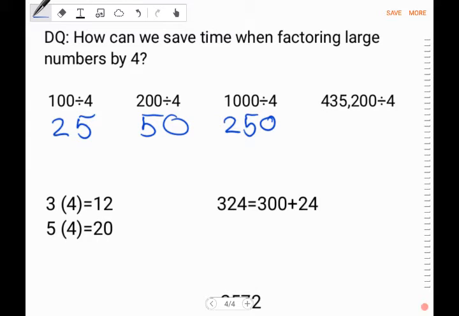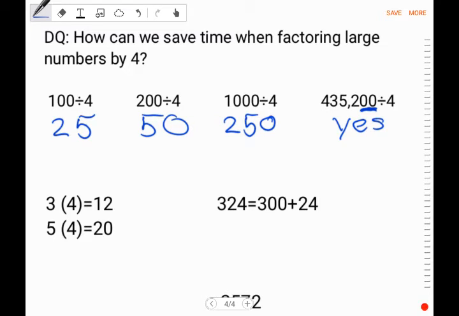Now, how about the number 435,200 divided by 4? Well, I have no idea off the top of my head what that would be. But what I do know is that since it's a multiple of 100, it's got a factor of 4. So I'm just going to put a yes here. Yes, it has a factor of 4.